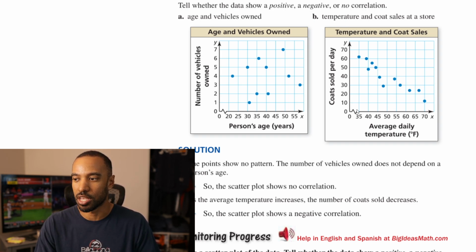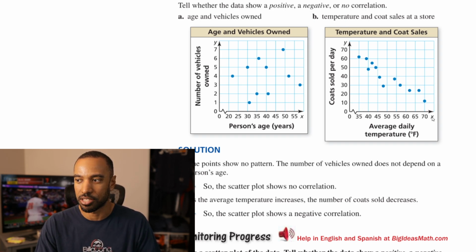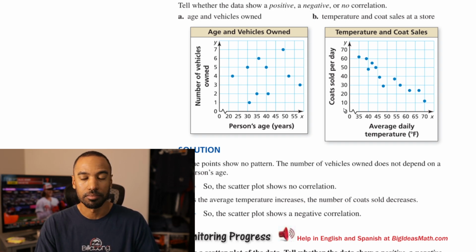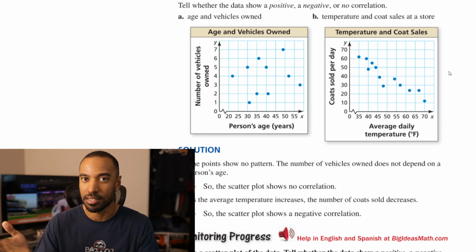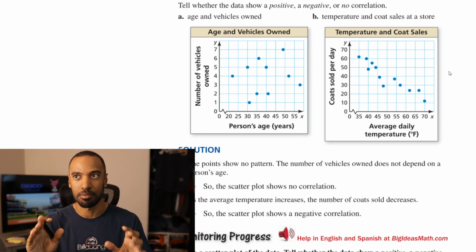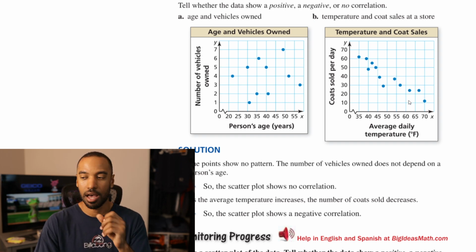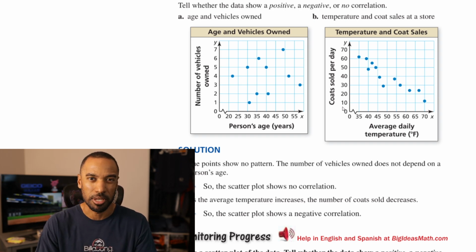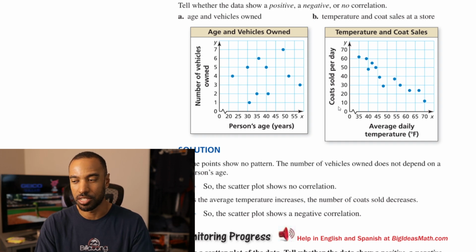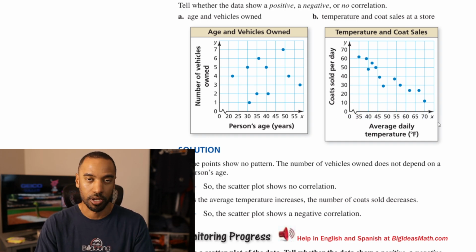Temperature and coat sales at a store. Average daily temperature as it goes up, you can see that the coats sold per day goes down. Okay, and that makes sense, right? It doesn't necessarily mean it caused it, because there are still some sales. Because it could also be the time of year. It's not just the temperature, it's also time of year. Maybe I just buy more coats in the winter in general.